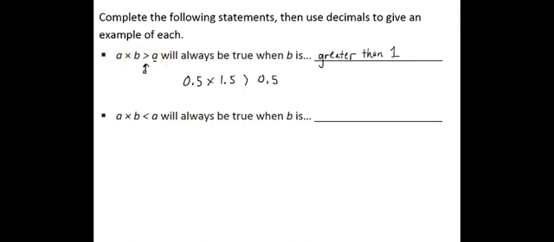Likewise, if A times B is less than A, that will always be true when B is less than 1. That will give me an answer that's less than what I started with. And an example here could be 5/10 times 2/10. That will give me an answer that is less than 5/10. And again, the purpose of the lesson is to see how the product changes compared to the scaling factor of the original multiplication problems.